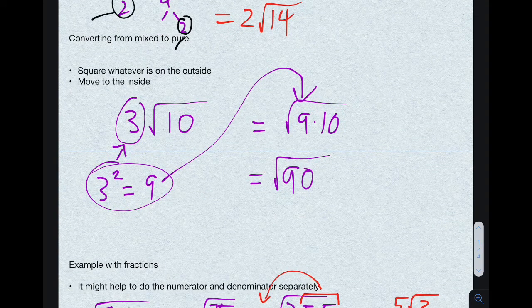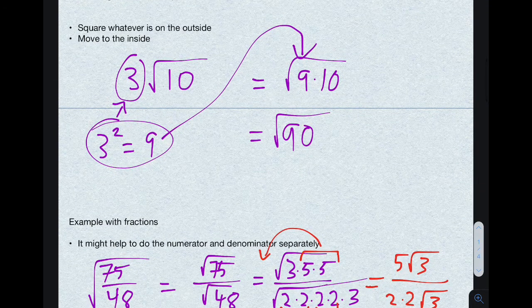To go back the other way, from mixed to pure, it's faster, I think, easier. We take what's on the outside, square it, and move it to the inside. So if there's a 3 on the outside, we'd square it, make 9, throw that on the inside, and then just simplify. 9 by 10, we'd get root 90. So 3 root 10 is the same as root 90.